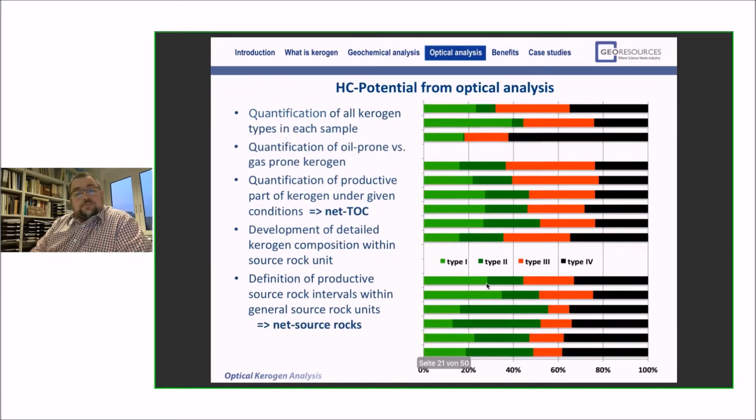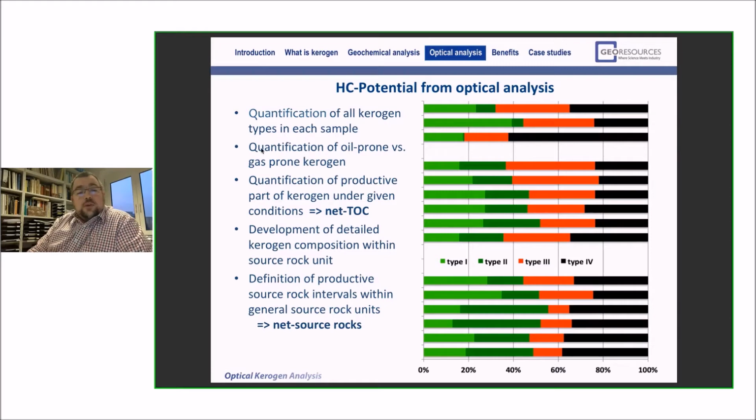So from this analysis, we can quantify the four different types of kerogen: type 1, type 2, type 3, type 4. And we can quantify all these kerogen types in each sample. So each bar is one sample, and a shale section, which is a black shale from Germany, which was sampled at certain intervals. And we see here oil-prone stuff, the greenish colors. The red colors are type 3, gas-prone stuff, and the black is barren, type 4.